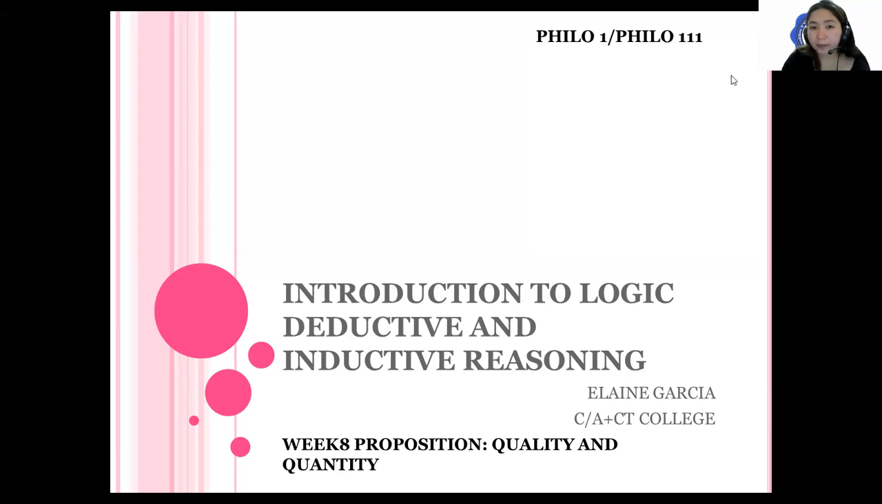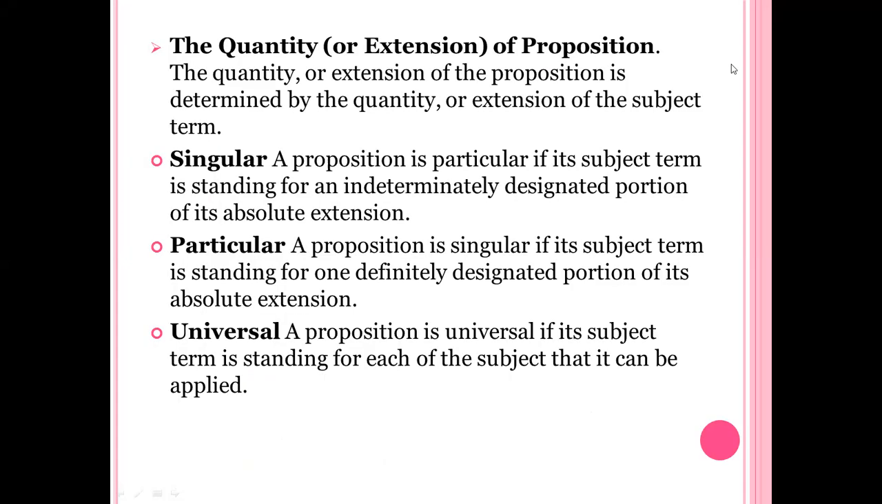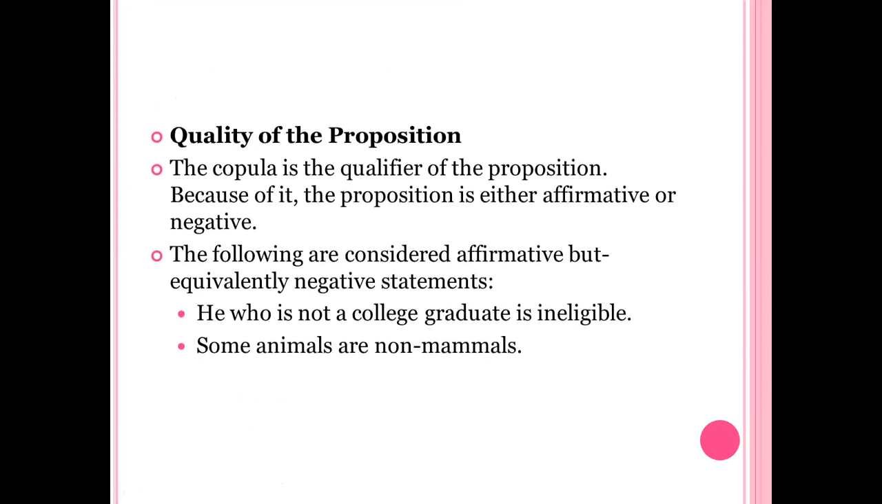So we have here the quantity or extension of proposition. Let's first discuss the quality. Again, the copula is the qualifier of the proposition. Because of it, the proposition is either affirmative or negative. The following are considered affirmative but equivalently negative statements. He who is not a college graduate is ineligible. Some animals are non-mammals.